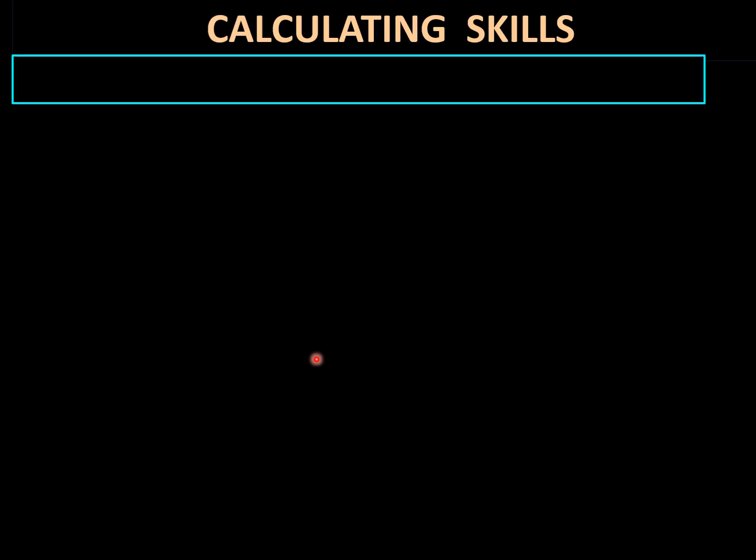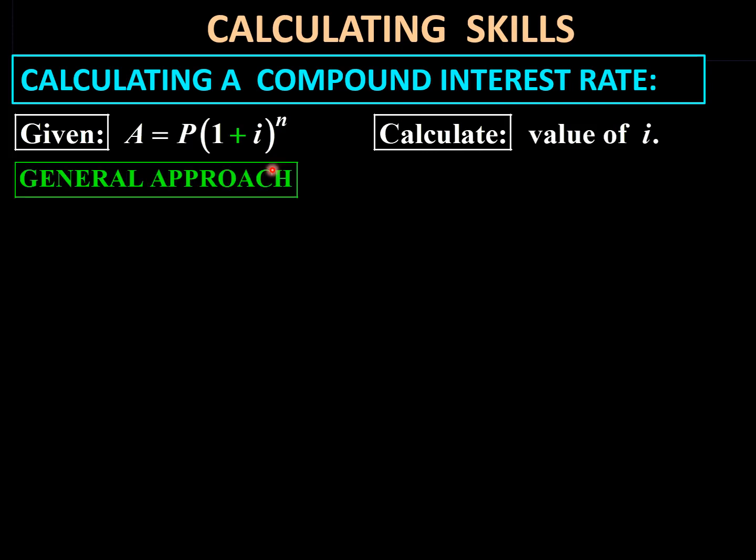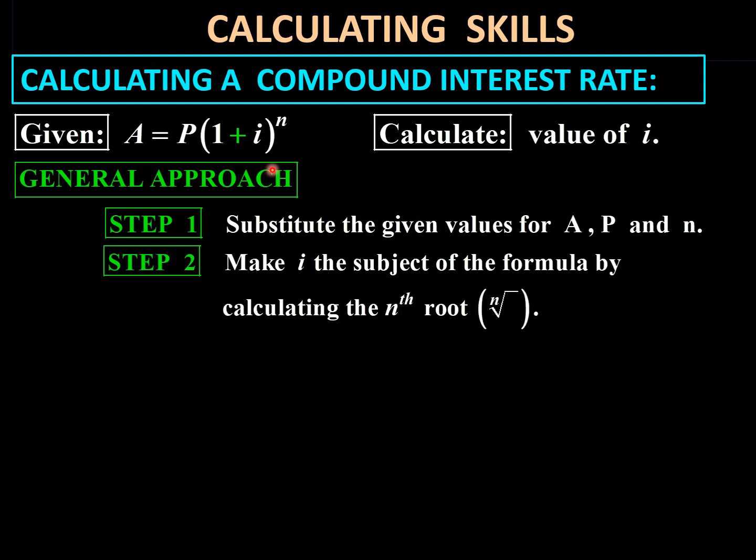Next, we're going to look at some of our calculating skills, and specifically how to calculate the interest rate and how to calculate the period. Let's take an example. Let's take a growth, P(1 + i)^n, which is compound interest, and we want to determine the i value. How do we go about that? First of all, it is advisable in these problems to always do the substitution first. After substituting, then you can make i the subject.